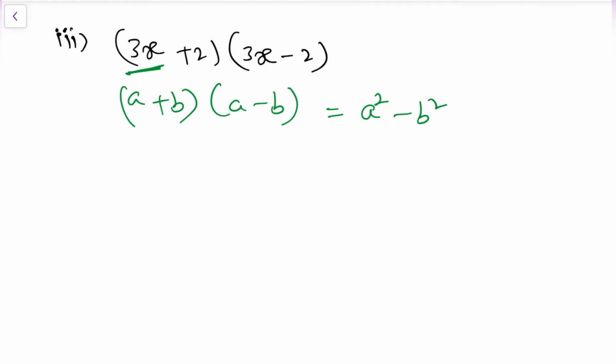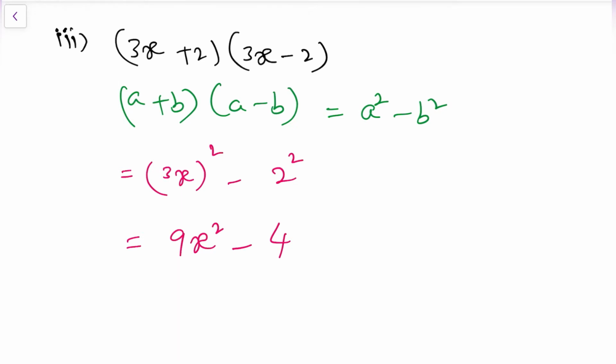A is nothing but 3x, b is nothing but 2. Okay, let us check it out now. So 3x plus 2 into 3x minus 2 will be equal to a square, 3x whole square, minus 2 square. 3x whole square is 9x square, minus 2 square, 4. So the value of 3x plus 2 into 3x minus 2 is nothing but 9x square minus 4.